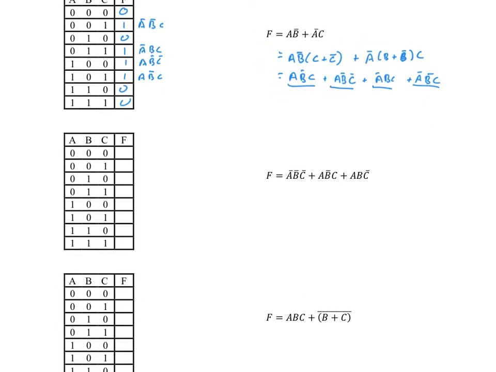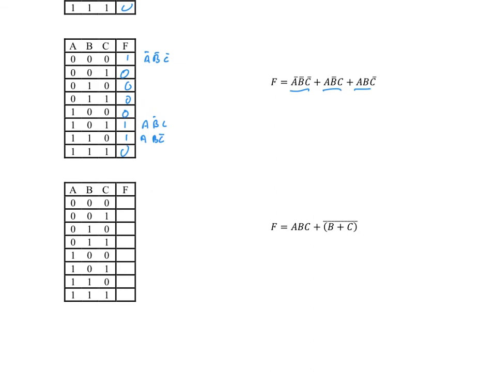This one, everything's already expanded for us. And so A bar, B bar, C bar is this one. A bar, B bar, C bar. And then A, B bar, C is going to be A, B bar, C. And then A, B, C bar would be A, B, C bar. That'll be 1. And then everything else would be zeros.